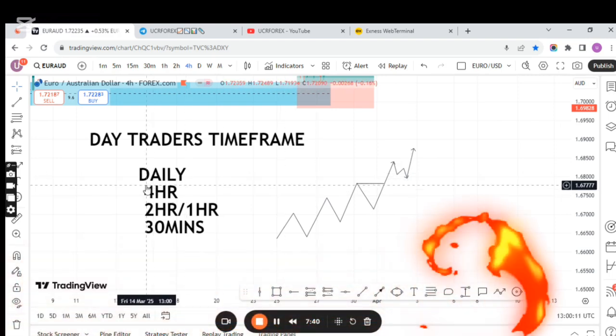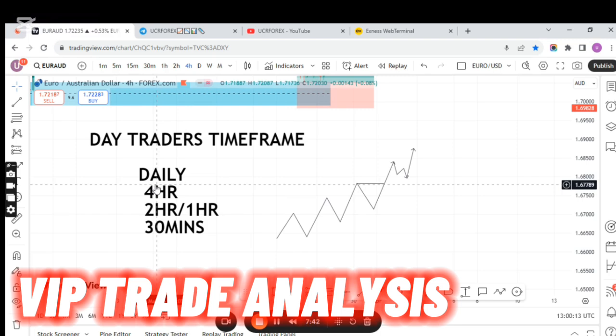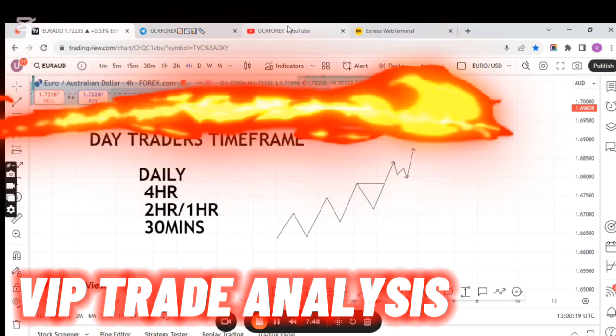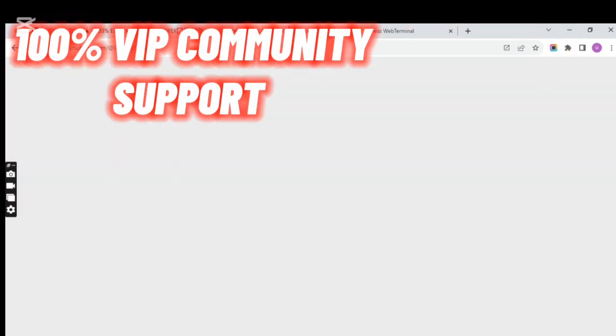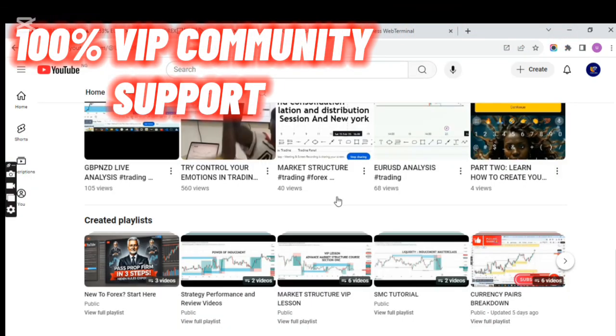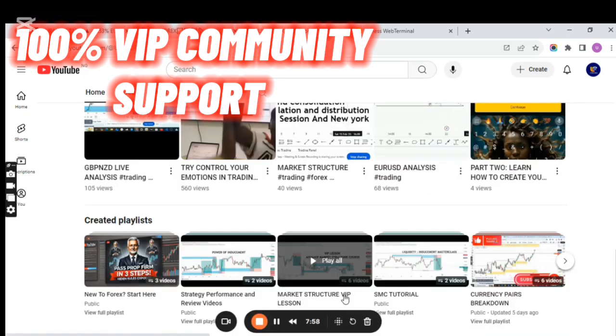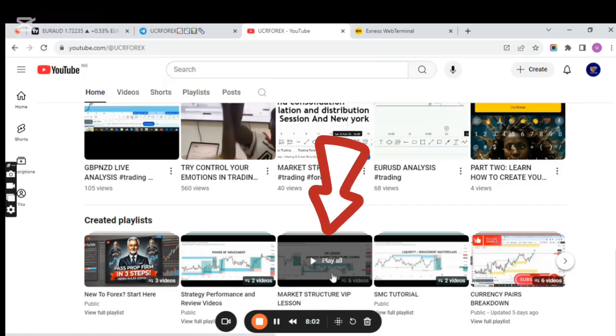So on 4 hour time frame, you are meant to mark out your zone. On 2 hour time frame, you are also meant to refine that very particular zone. So let's say you mark out your zone. If you still don't know how to refine zones, why don't you go to my YouTube channel? There's a lesson I did on this channel. I created a playlist and I did a lesson on the market structure VIP lesson. All you have to do is go and watch this lesson.